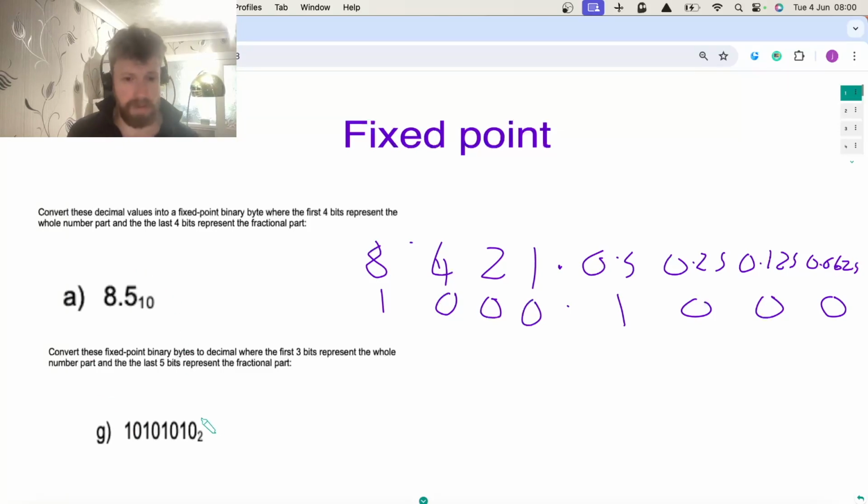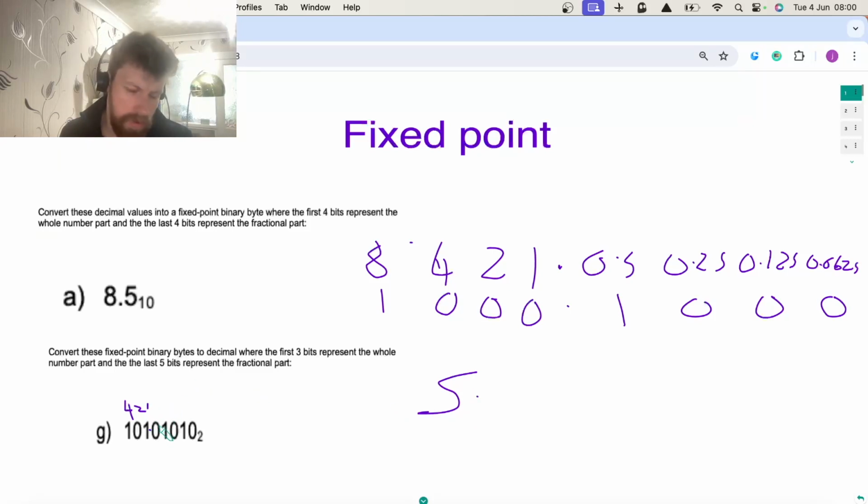This is the other way round. So what it's saying here is, please do make sure that you read the question, because as you can see, it does change. So it says 3 bits for the whole number. So I'm just going to put the decimal point in there, 3 bits for the whole number. So we've got 1, 2, and 4 on that one. So that's going to be 5. And then we've got 0.